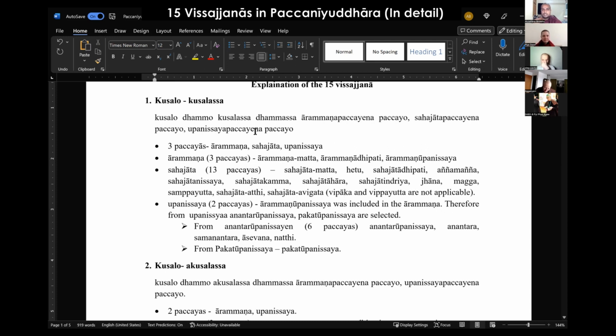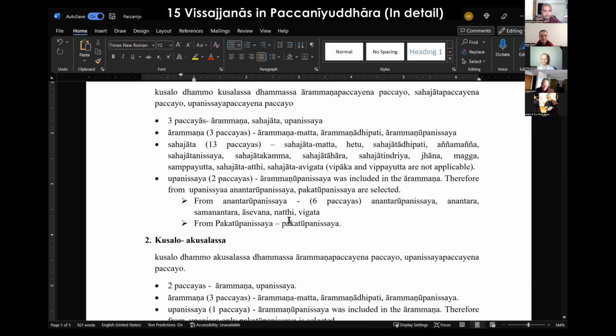Then we are looking at the third one, Upanissaya Paccayena Paccayo. The 2 Paccayas are selected. We know in Upanissaya there are 3 types: Ārammaṇūpanissaya, Anantarūpanissaya, and Pakatūpanissaya. Ārammaṇūpanissaya was already included in the Ārammaṇa. So here in Upanissaya, you only pick 2 Paccayas to avoid double counting. From Anantarūpanissaya, there are 6 Paccayas: Anantarūpanissaya, Anantara, Samanantara, Āsevana, Natthi, and Vigata. Pakatūpanissaya is also selected. So for Kusalo Kusalassa, in total we have 3, 16, and 18 Paccayas.